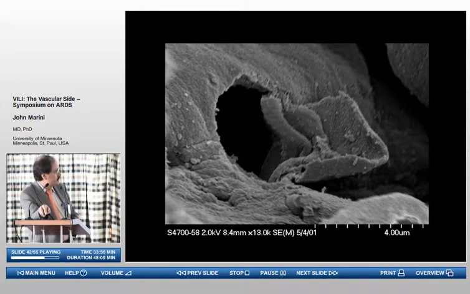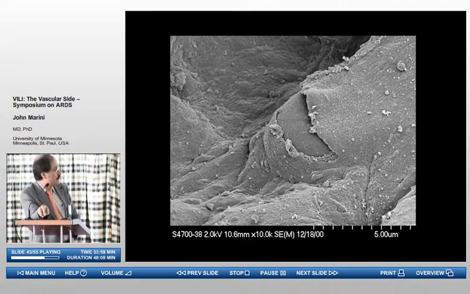Close up. These are not natural formations, and they're not artifact of the preparation. Here's another. This almost looks like one of Dr. West's pictures, but it isn't. It's from our laboratory. Pure ventilator-induced lung injury caused that problem.